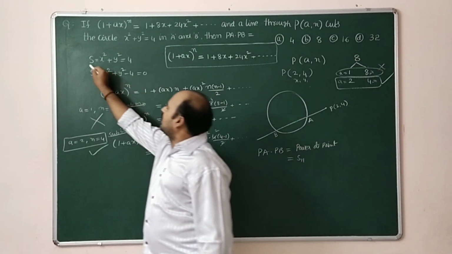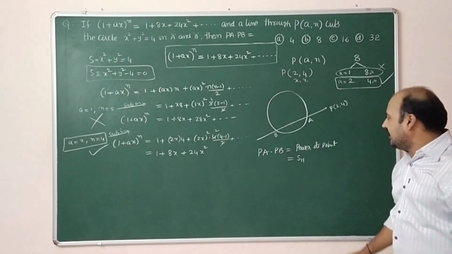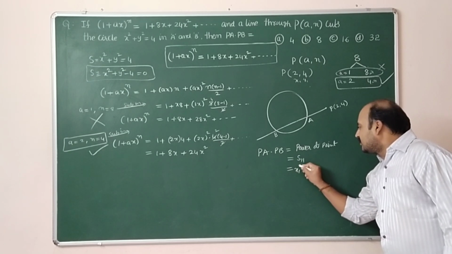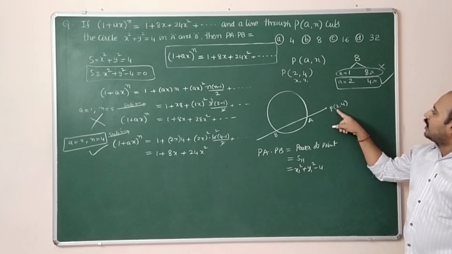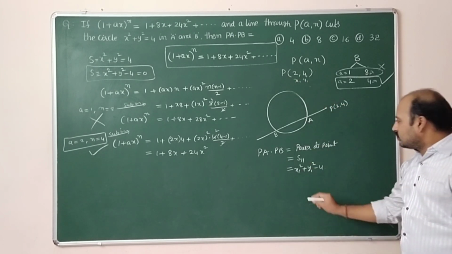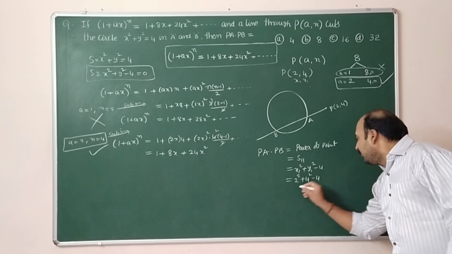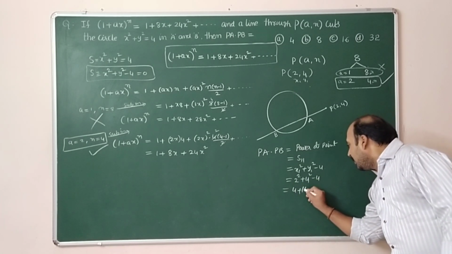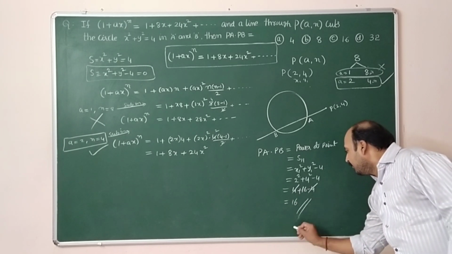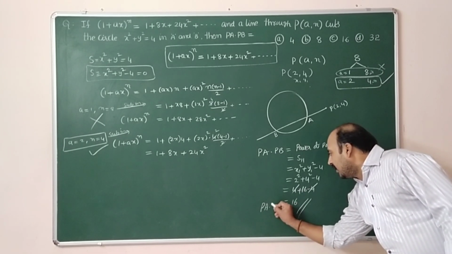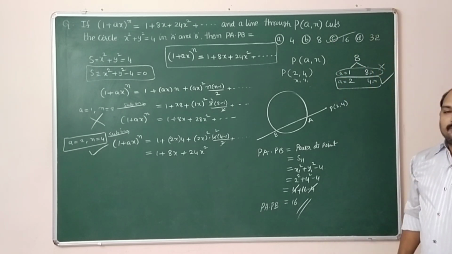According to the given circle, what is S11? For this circle, wherever x comma y is there, you have to replace with x1, y1. That is equal to x1 square plus y1 square minus 4. In place of x1, y1 you have to replace with 2 comma 4. So it will become 2 square plus 4 square minus 4. So 4 plus 16 minus 4. Minus 4 plus 4 get cancelled, which is equal to 16. Therefore, PA into PB is equal to 16, which is there in the third option.